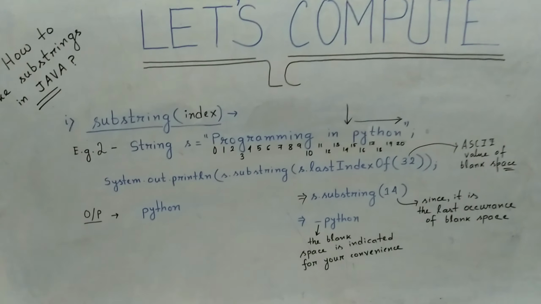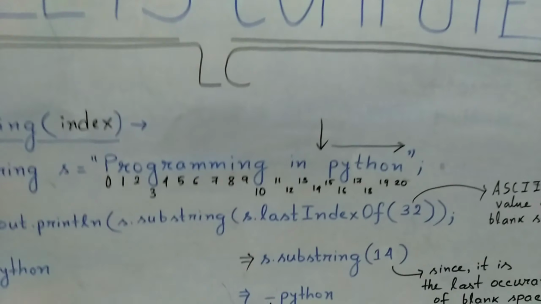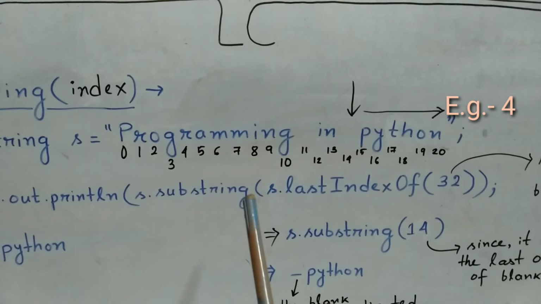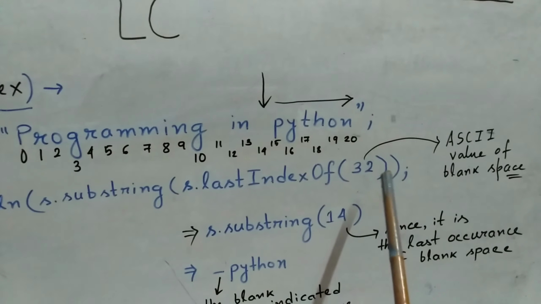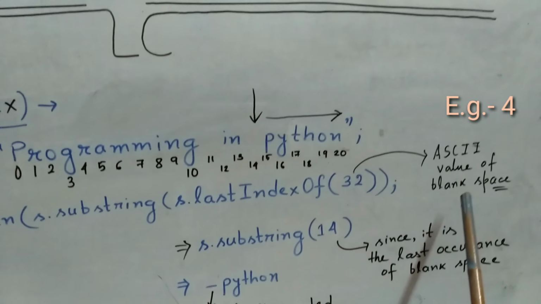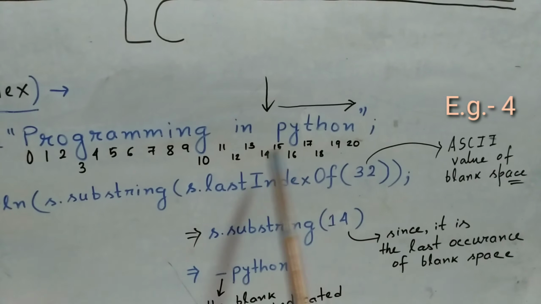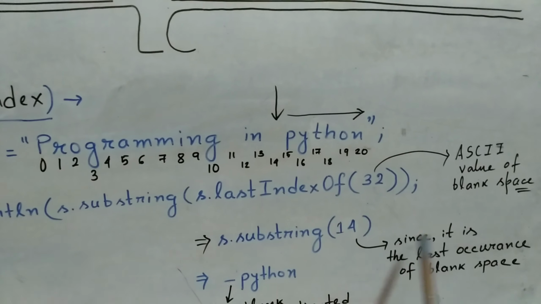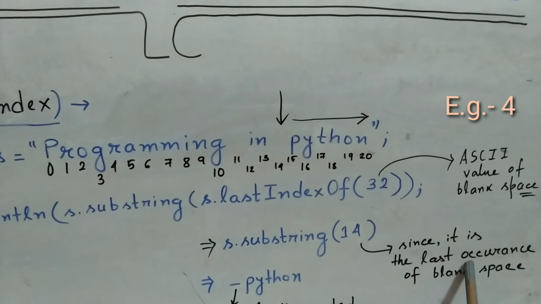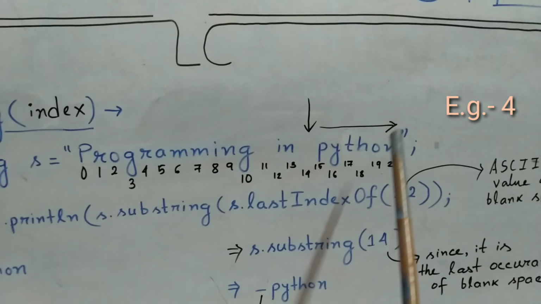Once again, nesting of function calls and nothing to worry about actually. s.substring within parentheses s.lastIndexOf 32. Now 32 is the ASCII value of blank space. s.lastIndexOf 32 would return 14 since it is the last occurrence of the blank space in this string.